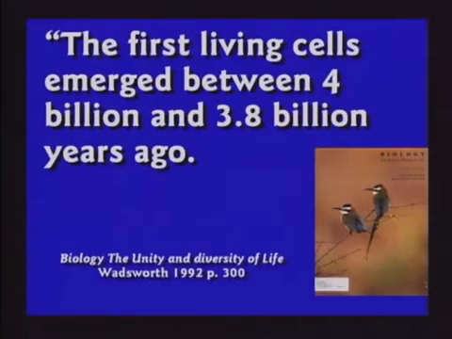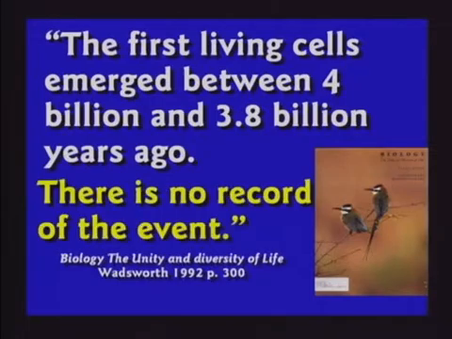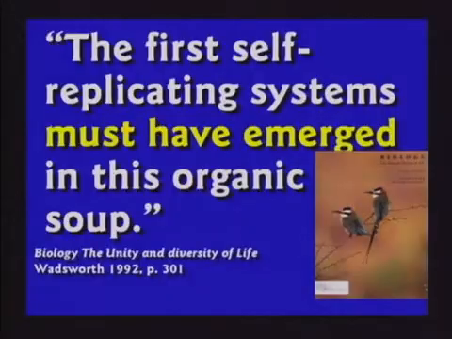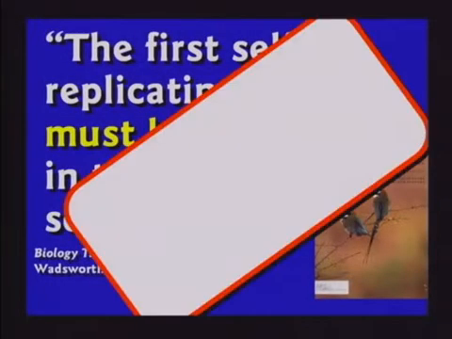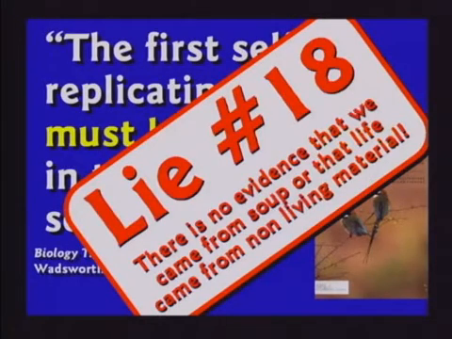This textbook says the first self-replicating, or first living cells emerged between 4 billion and 3.8 billion years ago. There is no record of the event. We know what happened, kids, and you're going to be tested on this, but there's no proof. He says the first self-replicating systems must have emerged in this organic soup. That's a lie. There's no proof from any field of science of how life got started from non-living material. Now, if you want to believe it evolved, you just enjoy yourself, but don't call it science and don't tell people you know how it happened. Nobody does.